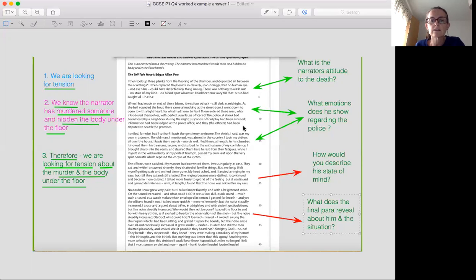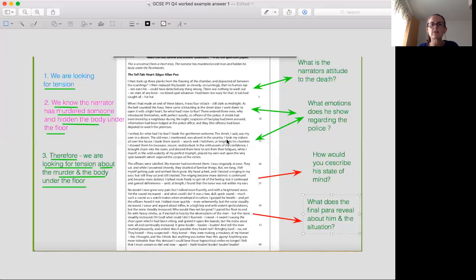And it talks about his attitude towards them. And if we see, "I smiled, for what had I to fear?" And he welcomes them into the house, and he's kind of convincing towards them. He's not concerned about them at all. And so we can look at what emotions he shows regarding the police, okay?